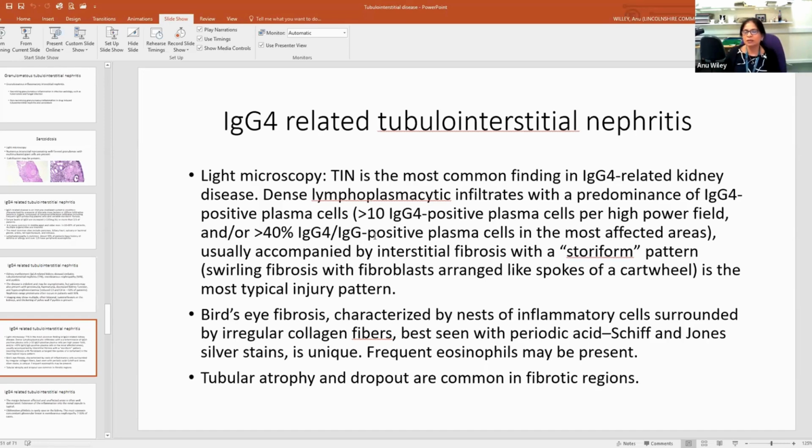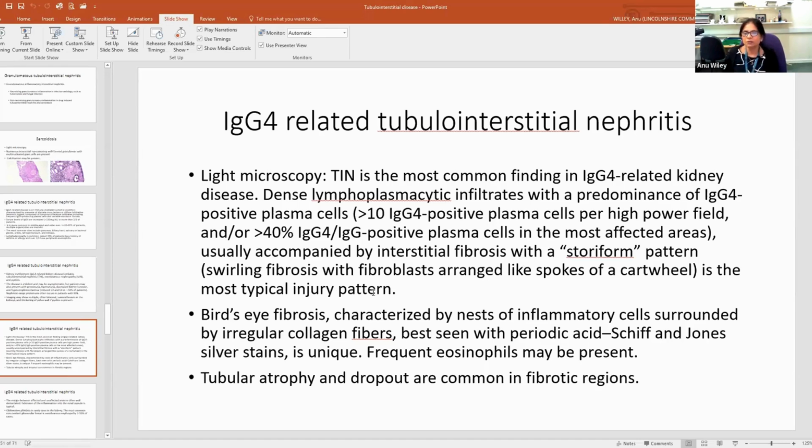In cases where we are trying to diagnose somebody with IgG4-related TIN, there should be more than 10 IgG4-positive plasma cells per high power field, and the ratio of IgG4 to IgG plasma cells should be more than 40%. Along with this, you will also see interstitial fibrosis, which has a very typical storiform pattern, like swirling fibrosis. We use the storiform pattern in other things too, like when diagnosing dermatofibrosarcoma protuberans (DFSP) in a skin or soft tissue biopsy; that kind of fibrosis is storiform fibrosis.